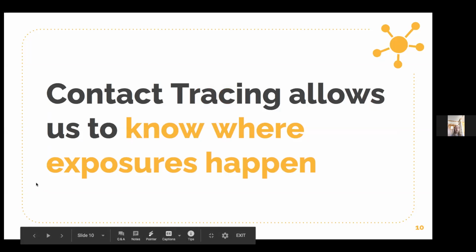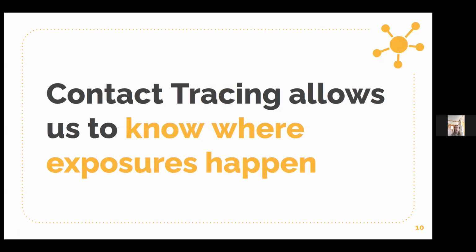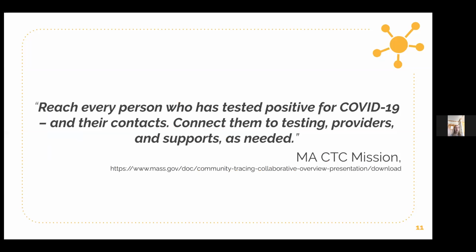So knowing where exposures happen gives us the information to shut down industries in a targeted fashion, and to be very proactive in stopping the disease by identifying carriers before they display symptoms and stopping them from going out into the public. This is a definition of contact tracing that we thought captured it pretty well: to reach every person who has tested positive for COVID-19 and their contacts and connect them to the testing, providers, and supports as needed.